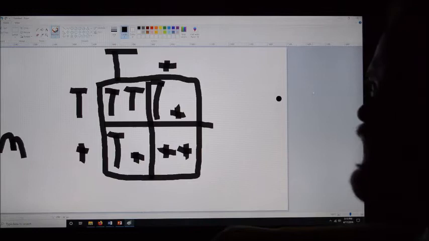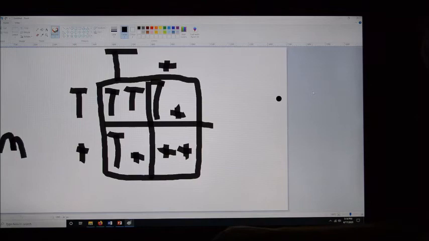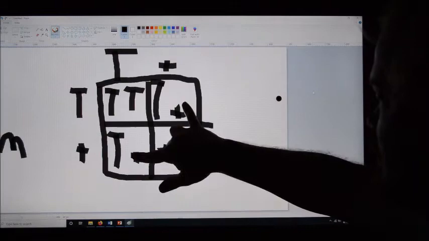So the test question would say, what percentage of your plants would be short? 25%. What percentage of your plants would be tall? 75%. What percentage of your plants would be heterozygous? 50%.